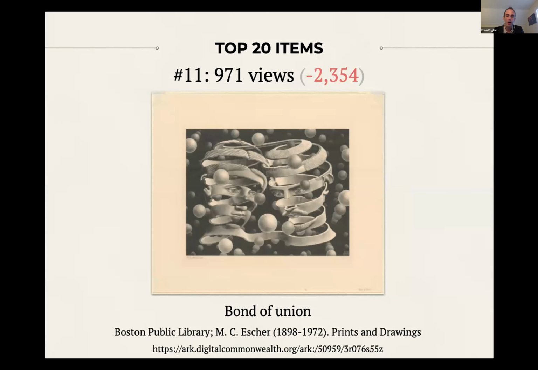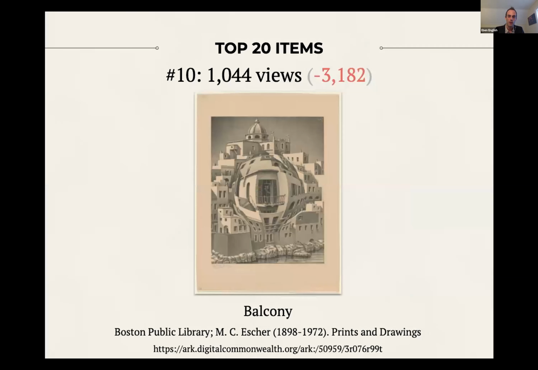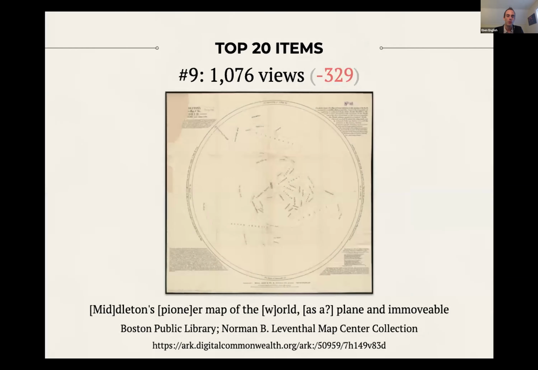Number 11, Bond of Union from the Escher collection. Number 10, Balcony from the Escher collection. Number 9, Middleton's Pioneer Map of the World as the Plain and Immovable.